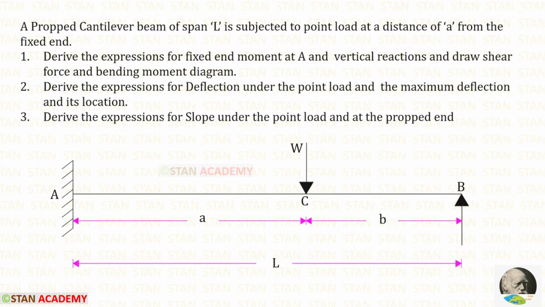In this analysis, first we are going to derive the expressions for the fixed end moment at A and the vertical reactions. Then we are going to draw the shear force and the bending moment diagrams. Then we are going to derive the expressions for the deflection under the point load, and we are going to find the maximum deflection and its location. Finally, we are going to derive the expressions for the slope under the point load and at the propped end.